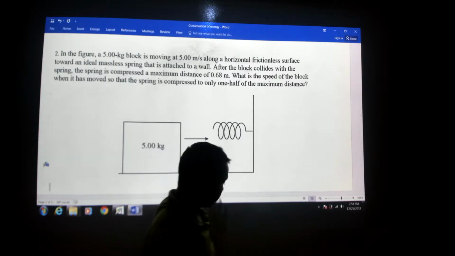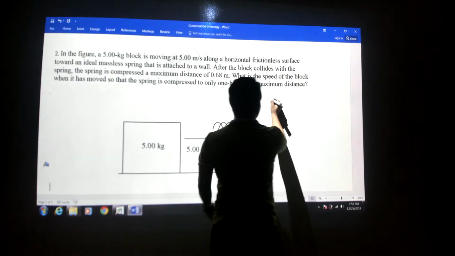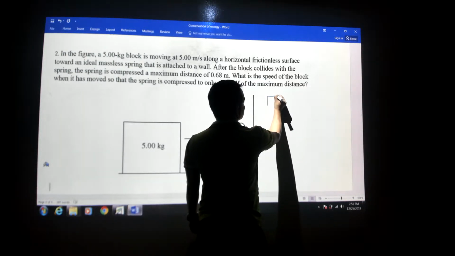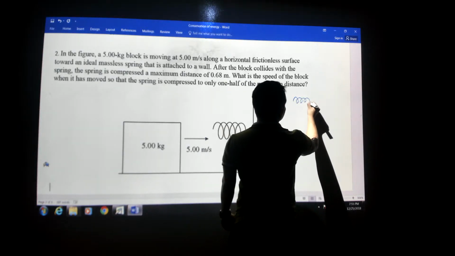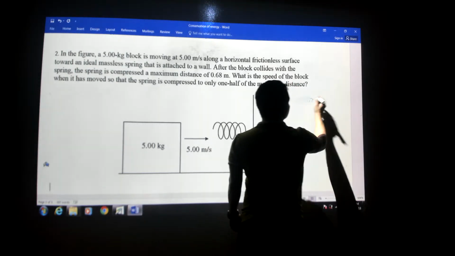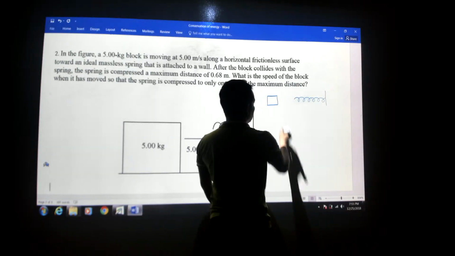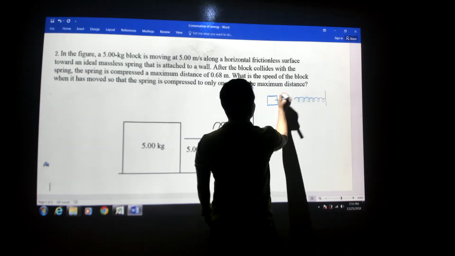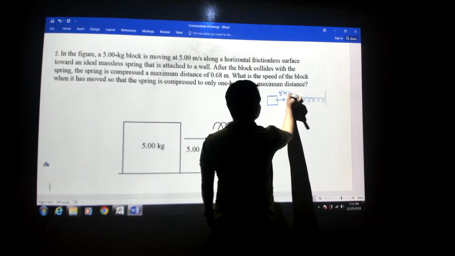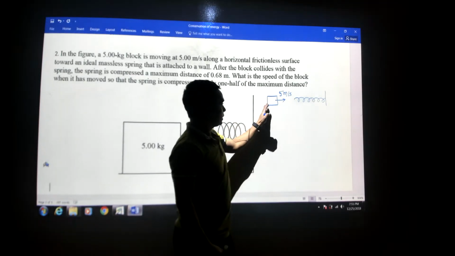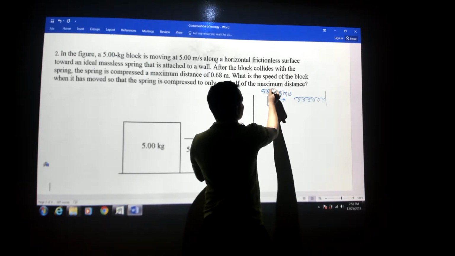Okay, so you have a spring mass here. Let me draw this one more time. So you have one mass here, and then you have a spring here. This is the spring, and this block is moving at 5 meter per second. And the mass is 5 kilogram.